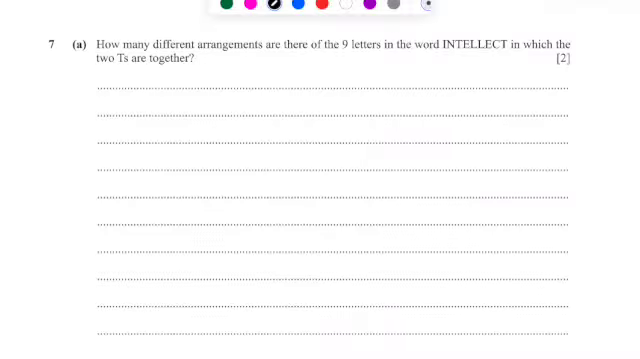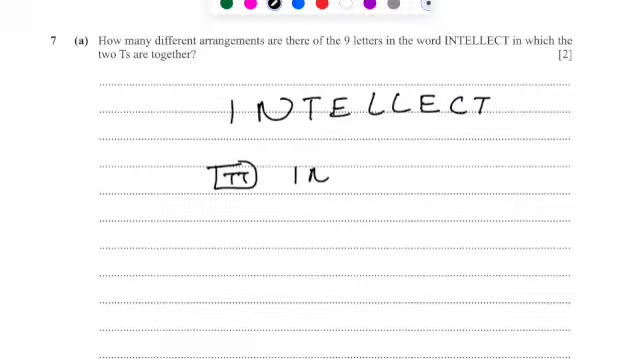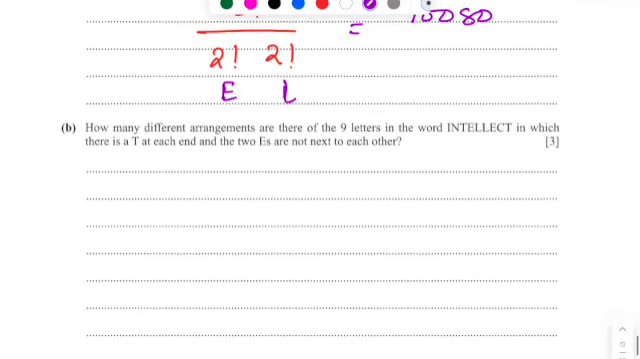So let's write it out. Intellect. Two T's are together. So, treating them as one unit, how many units are there? 1, 2, 3, 4, 5, 6, 7, 8. 8 units can be arranged in 8 factorial divided by 2 factorial, 2 factorial. Why this 2 factorial? 2 E's. Why this 2 factorial? 2 L's. So this is going to be 10,080.